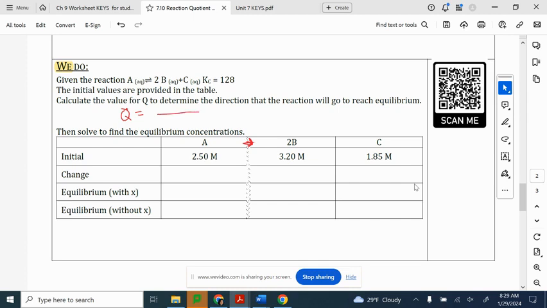All right, so we've got 3.2, and we're going to square that, times 1.85 divided by 2.5. So our Q value ends up being 7.58. I want you to set this up and figure out how you're going to solve it. I want at least through here, okay?